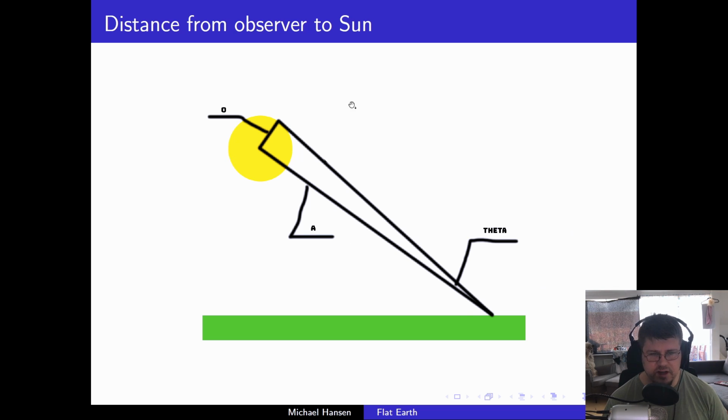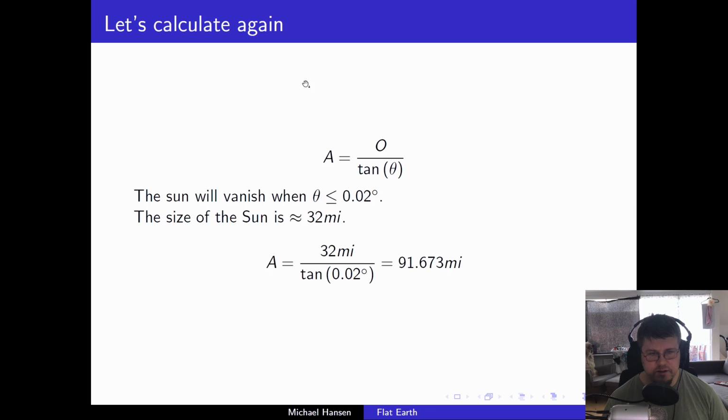I would like to apologize for my poor drawing abilities. I have tried to make this as beautiful as I could in Photoshop using only my mouse. But let's go on. Let's try to figure out what A here is, this distance here. So again, we use the same formula that I did before: A is equal to O divided by tangent of theta. Our assumption here, from what flat earthers tell us, is that the sun will vanish when theta is less than or equal to 0.02 degrees. We also say that the size of the sun, what Rowbotham has given us, is 32 miles.